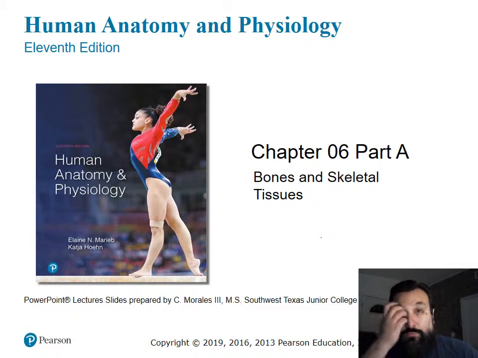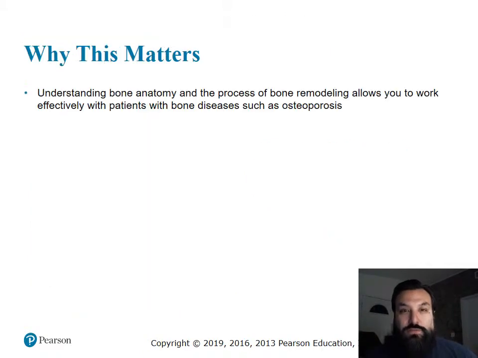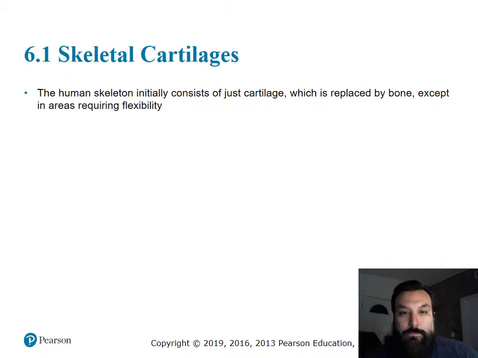This is part A of bones and skeletal tissue. So I want to discuss this and talk about this here. Now looking at bone and skeletal tissue, we first look at 6.1. If you're following with your book, 6.1 is where we're going to start, and we are talking about skeletal cartilage.